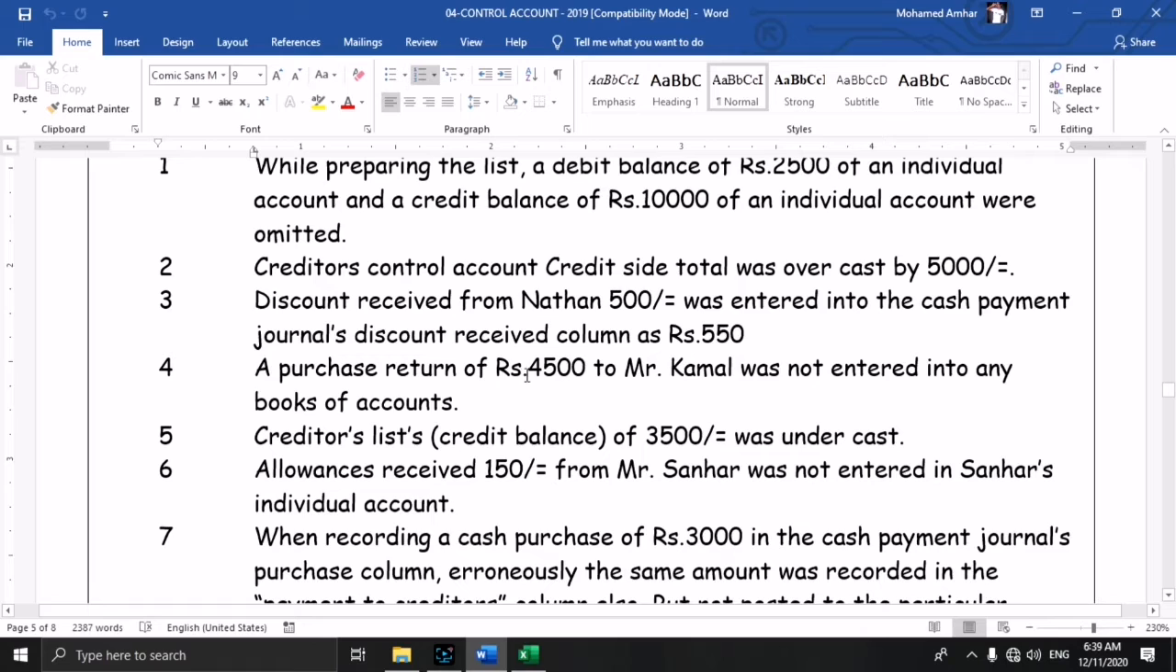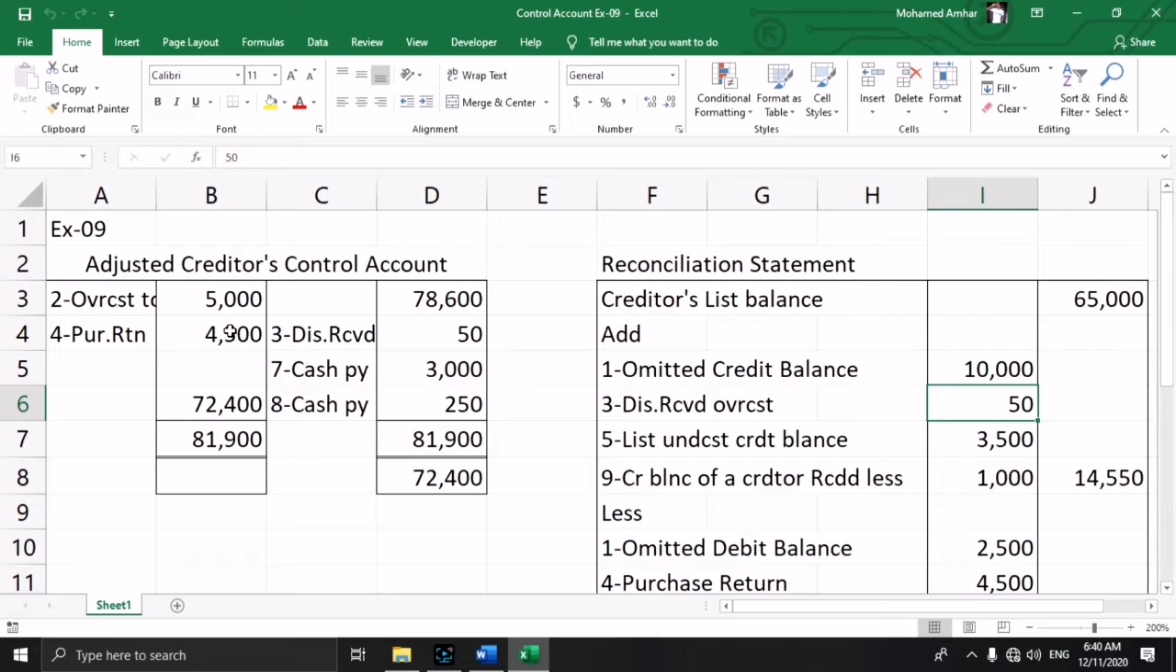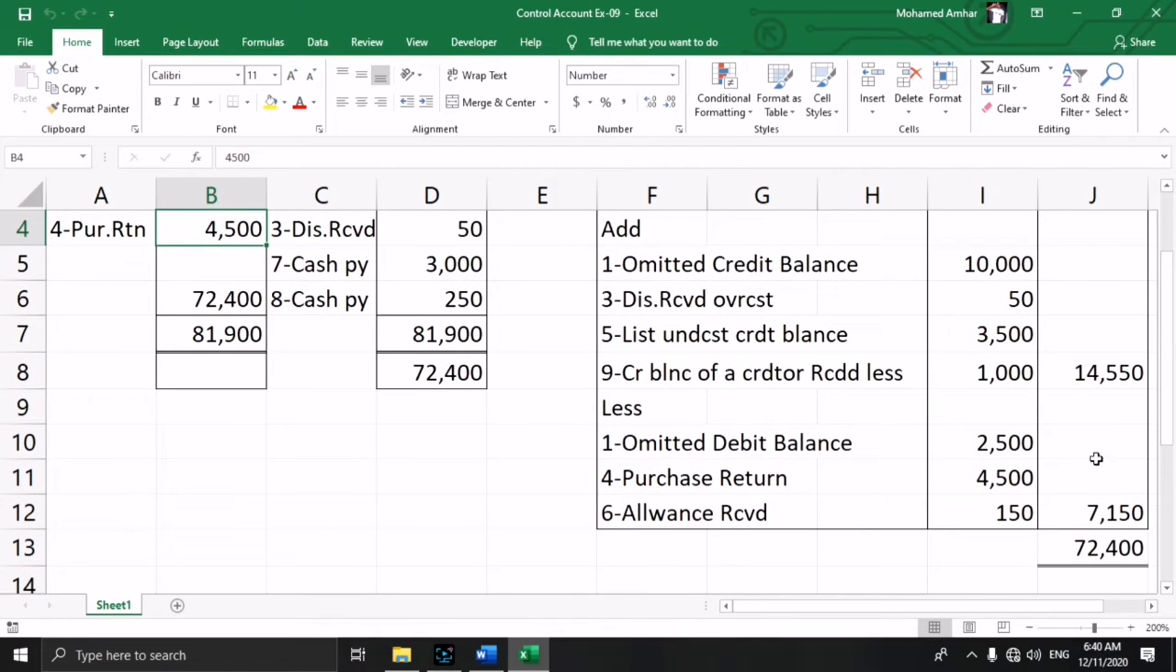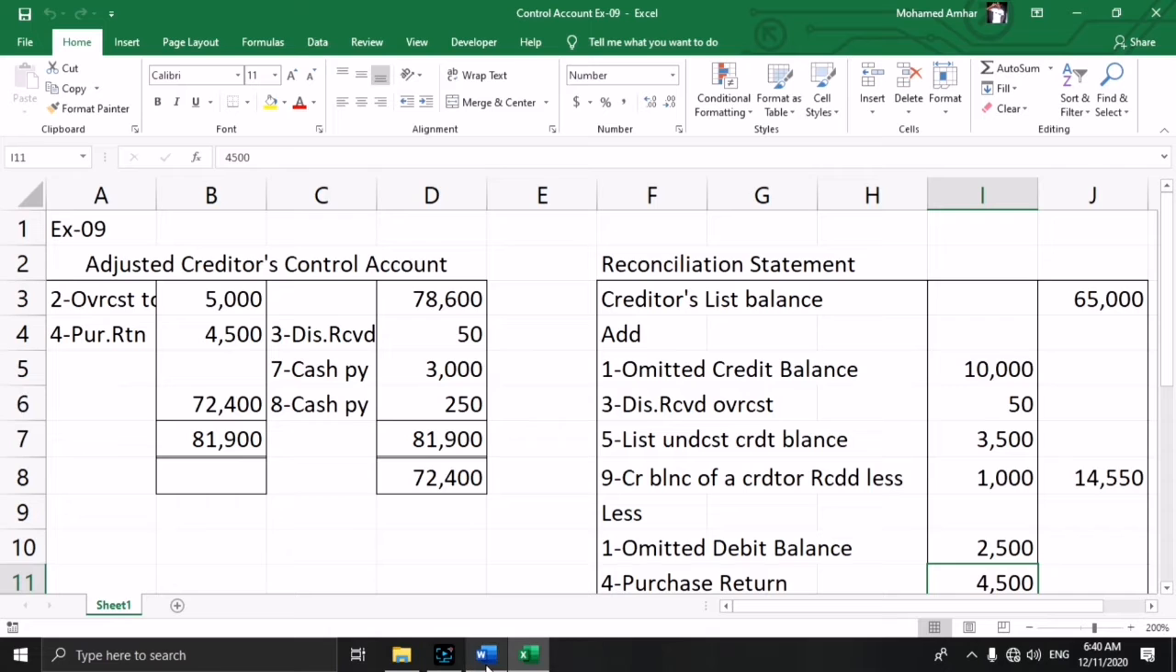4. A purchase return of 4,500 to Mr. Kamal was not entered into any books of account. If the purchase return is not entered in the creditors control account, actually it should be debited. So as it is not entered, you have to debit the control account 4,500. And it wouldn't have been debited to the individual account also. Thereby the individual account balance is 4,500 more, and the list balance also would be increased by 4,500. So now you have to deduct 4,500 from the list balance.